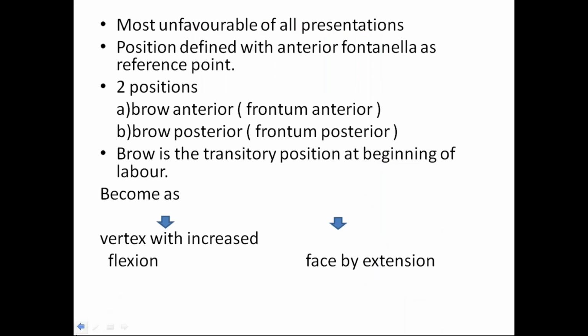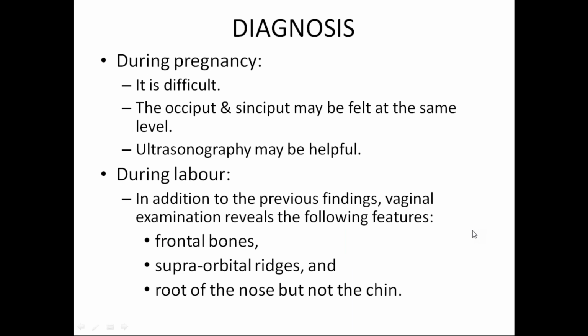So this is the most unfavorable presentation. We have taken the position as anterior fontanelle, frontal bone actually. Okay, it's not fontanelle, it's frontal bone. So that is the position. We have fronto anterior, fronto posterior, all those things. But anyway, position doesn't matter because the brow usually doesn't remain like that. It becomes a vertex by flexion or a face by extension. Persistent brow presentation is the most common cause for obstructed labor, rupture uterus, undiagnosed persistent brow.